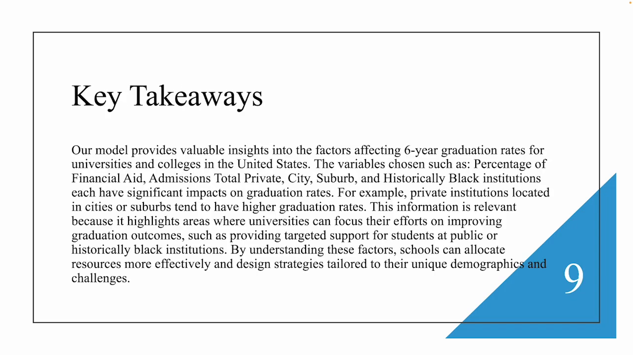Key takeaways. Our model provides valuable insights into the factors affecting 6-year graduation rates for universities and colleges in the United States. The variables chosen, such as percentage of financial aid, admissions total, private, city, suburb, and historically black institutions, each have significant impacts on graduation rates. For example, private institutions located in cities or suburbs tend to have higher graduation rates. This information is relevant because it highlights areas where universities can focus their efforts on improving graduation outcomes, such as providing targeted support for students at public or historically black institutions. By understanding these factors, schools can allocate resources more effectively and design strategies tailored to their unique demographics and challenges.